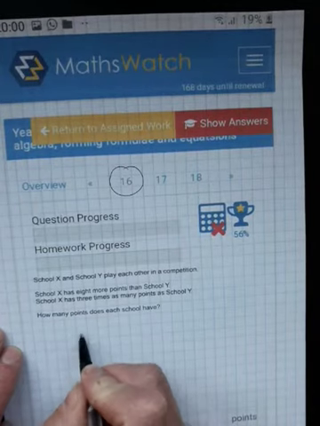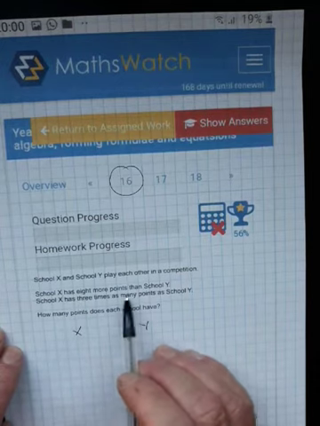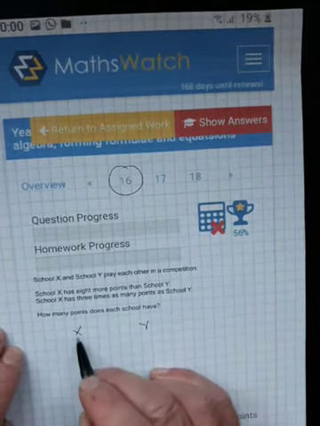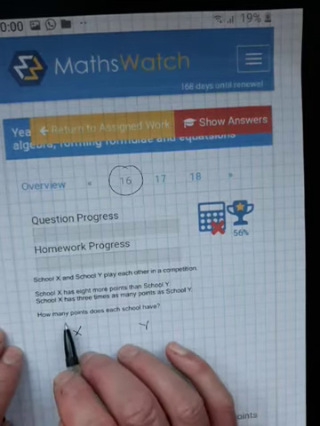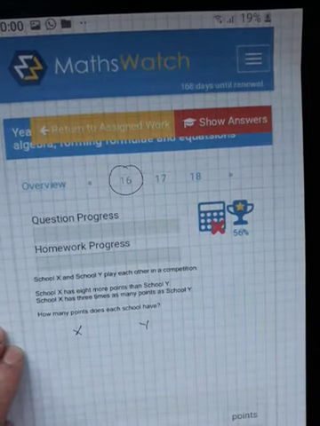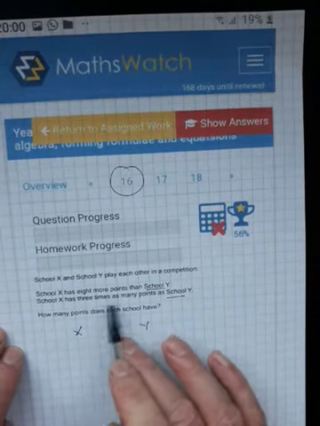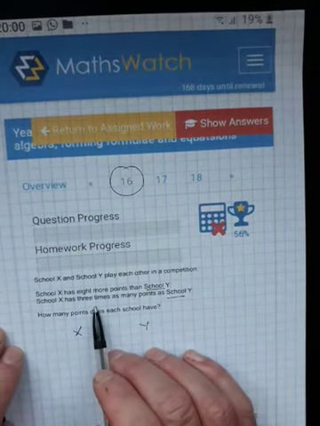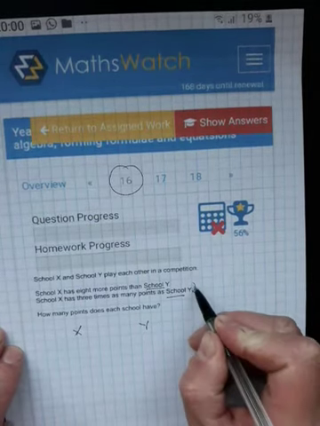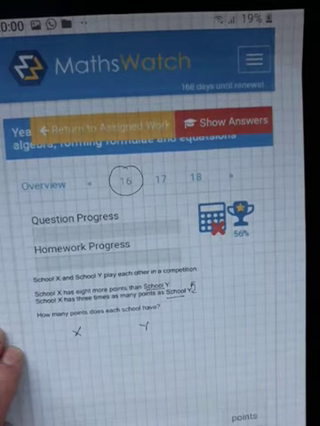School X and School Y play each other in a competition. School X has 8 more points than School Y, and 3 times as many points as School Y. Right, I'm going to use a different letter altogether here because everything's related to School Y. 8 points more than School Y, 3 times as many points as School Y. That's the common link between these two bits of information. These are clues, a little puzzle here.